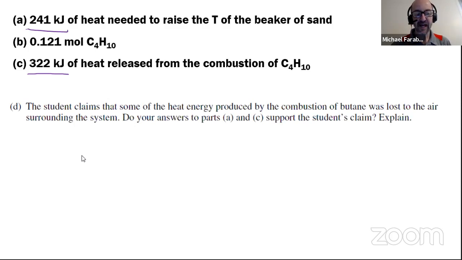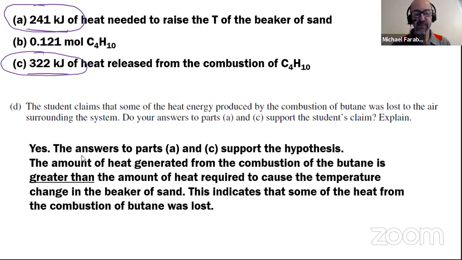Well, it looks like the output of heat from the combustion of butane was actually greater than the amount of heat needed to raise the temperature of the beaker of sand. So I would say yes, the answers to part A and C do support this claim or this hypothesis. The amount of heat generated from the combustion of butane is greater than the amount of heat required to cause the temperature to change in the beaker of sand. So this indicates that some of the heat from the combustion of butane did not go into the beaker of sand, but was lost.